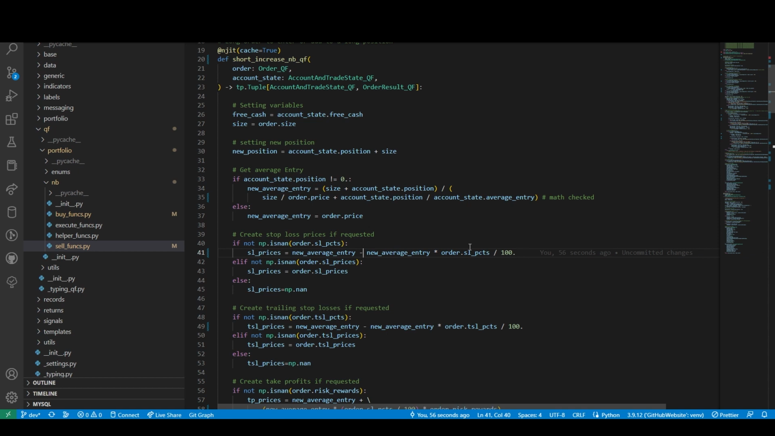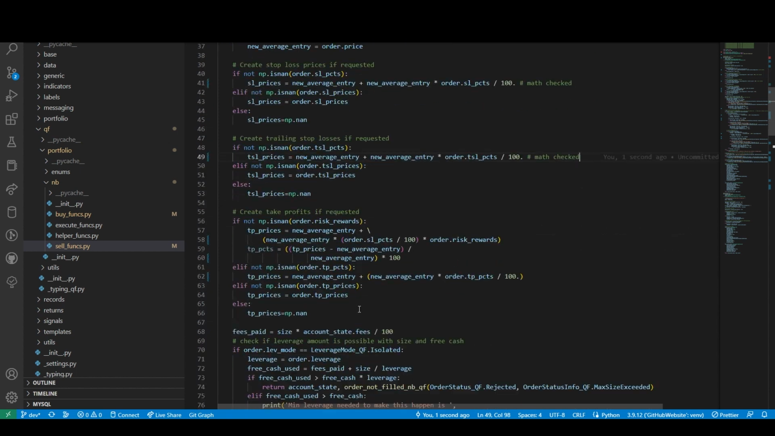So create the stop loss. So we have to add, and we have to add to this. So this math is checked. This math is checked for trailing.